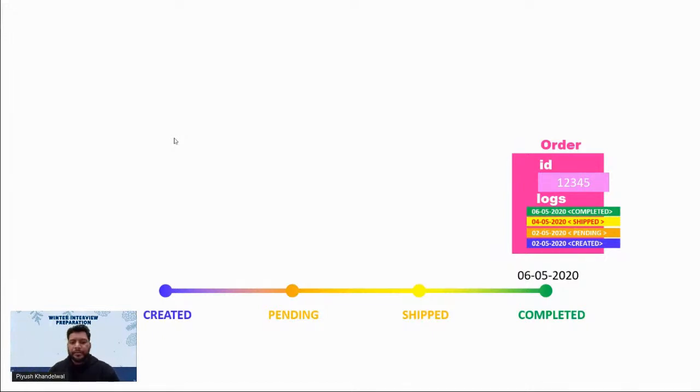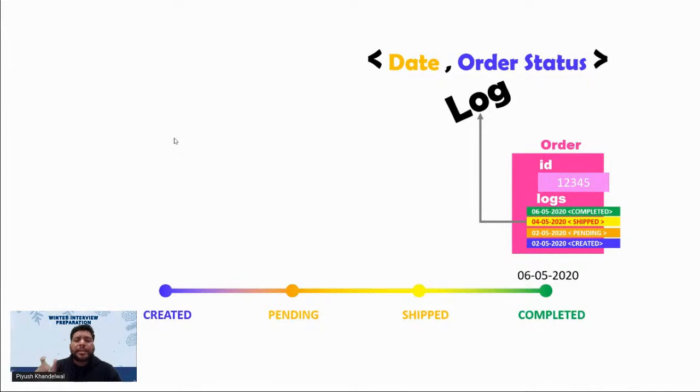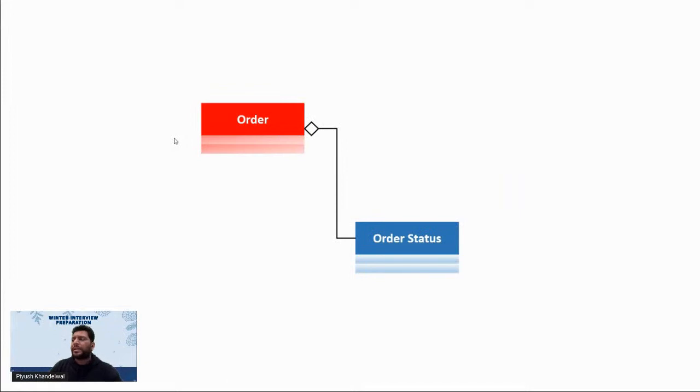When was it created? When was it moved to pending state? When was it shipped? And when was the order completed? So what we have done is we have created a new entry which is called log, and this log consists of a date and the order status. Now if we want to accumulate this concept in our project, how do we have to do it? Order consists of order status.